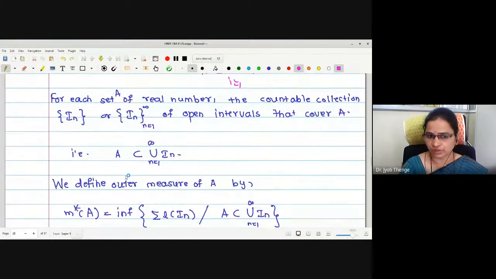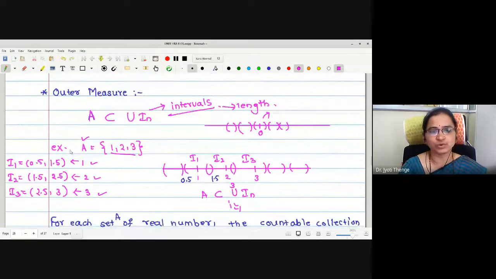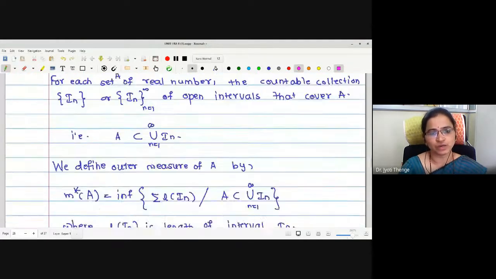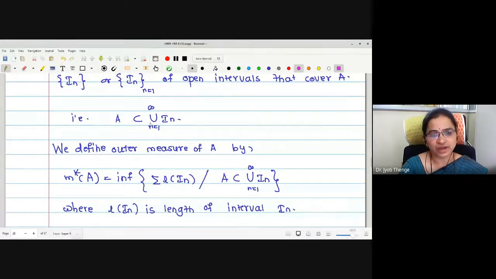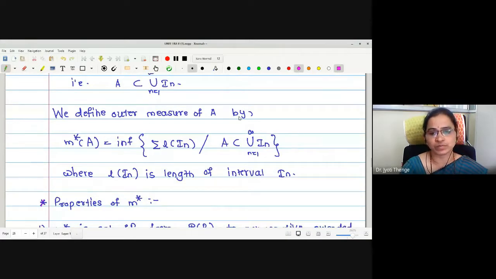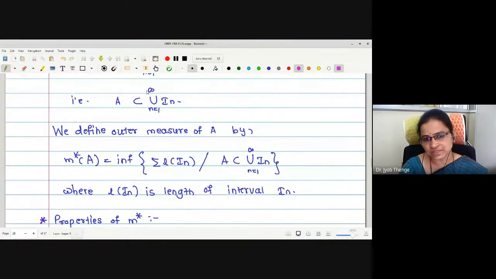What is the definition of outer measure? For any set A of real numbers, we find a countable collection In of open intervals that is going to cover it. That is, we are interested in finding the countable open covering for an arbitrary set of real numbers. With the help of one or two examples, I have shown you how we can find that open covering. Then once we find that countable collection of open covering, we find the outer measure by finding the infimum among the lengths of this countable collection.